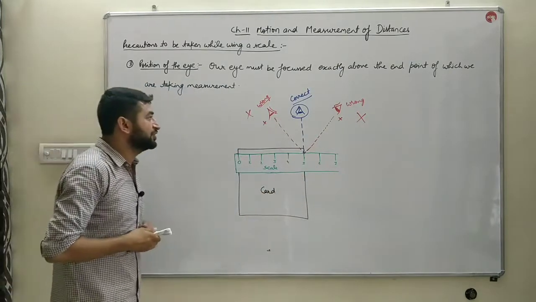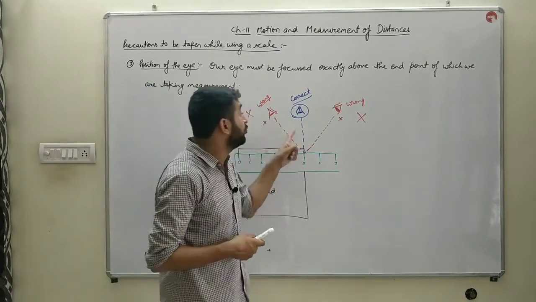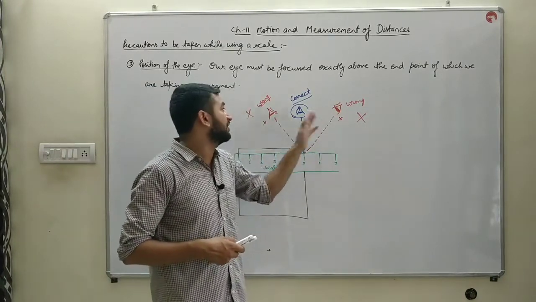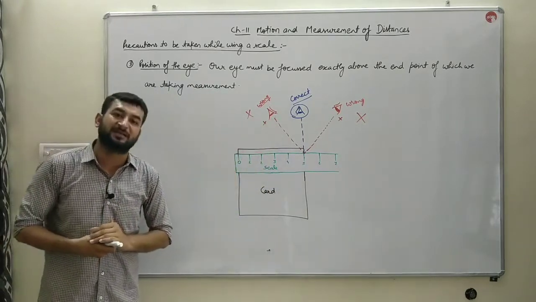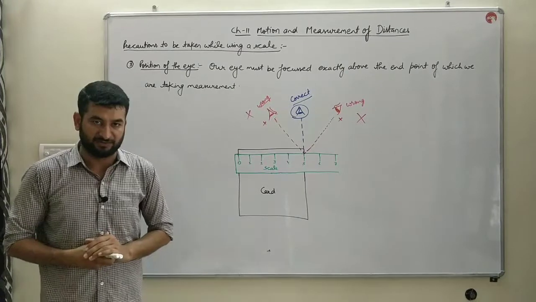जो correct position होनी चाहिए वो आँख की कहाँ होनी चाहिए? बिल्कुल end point के ऊपर. Neither on the right side nor on the left side. So this is an important precaution to be taken care of while measuring the length.